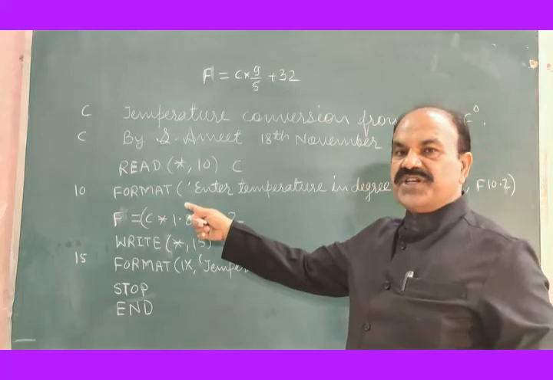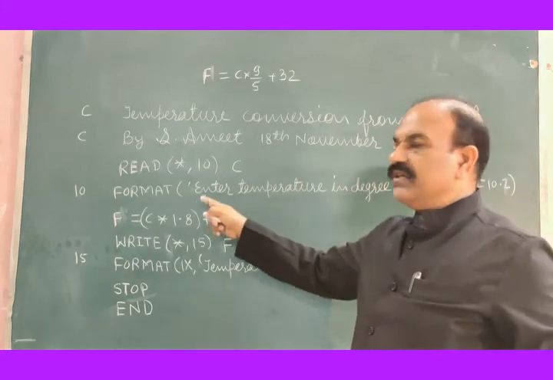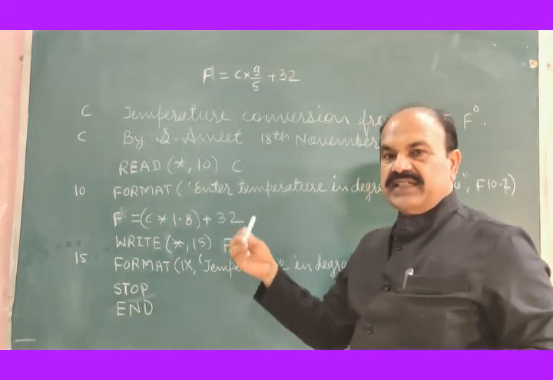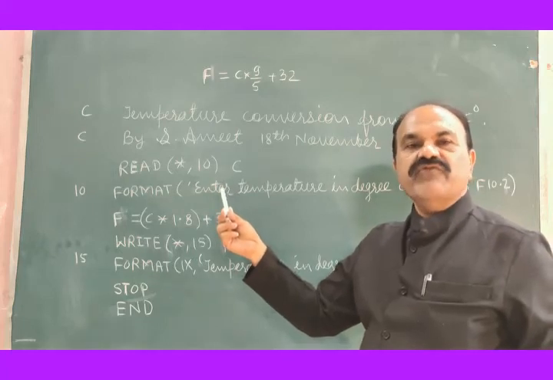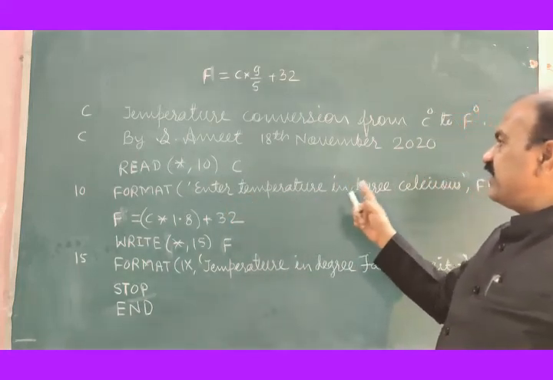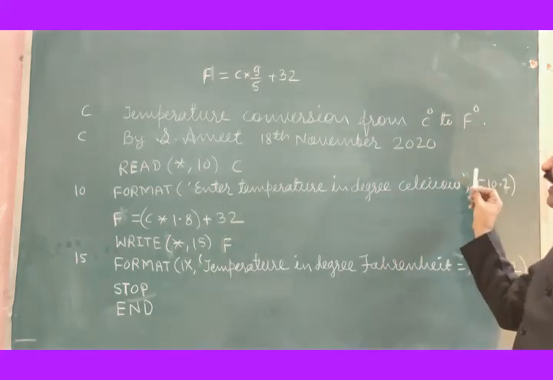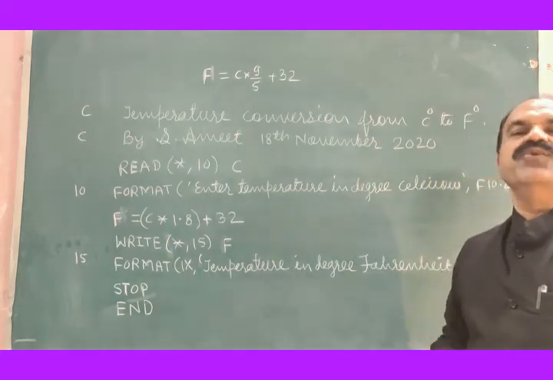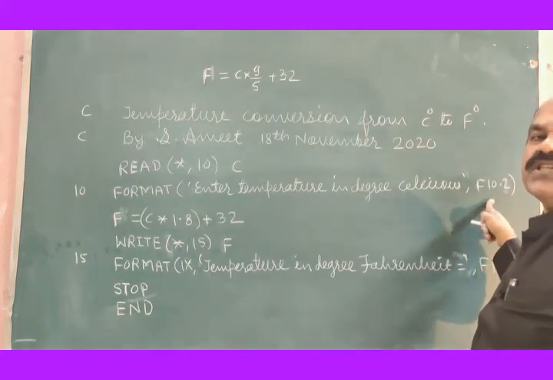This information is in quotes: enter temperature in degrees Celsius. If we don't put this here, after C, when the program execution started, after execution of this statement, the cursor will be only blinking on the screen of the monitor. But if we put this, the message will be displayed as it is, enter temperature in degrees Celsius, and after that the cursor will be blinking on the screen, and the user will come to know that yes, here I have to enter the temperature in degrees Celsius in real fractional form.